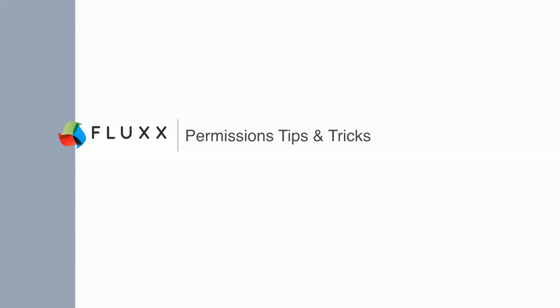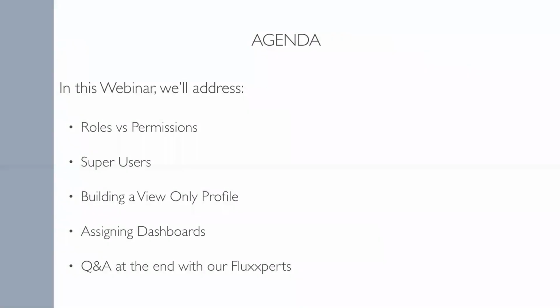So we're going to go ahead and get started and get into the overview portion of today's webinar. In this webinar, we'll be looking into roles versus permissions, and then we're going to talk about super users. And then we're going to go over a fan favorite trick, building a view-only profile and assigning a dashboard to limit what these profiles see. And of course, our Fluxxperts will be available at the end of the overview to answer any questions.